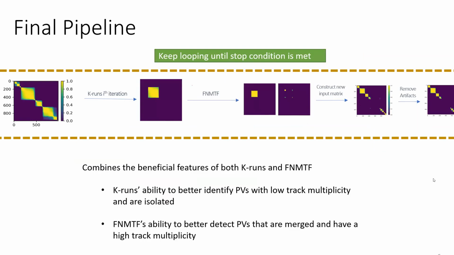So this is what our final pipeline looks like. In this final pipeline, we also added a stopping criteria so that the user doesn't have to specify the total number of PVs to find, because obviously with experimental data, you wouldn't have that ground truth information. So it uses a stopping criteria to automatically stop itself from iterating over and over. As we'll see later on, this implementation was able to successfully combine the two beneficial features that were noted earlier.